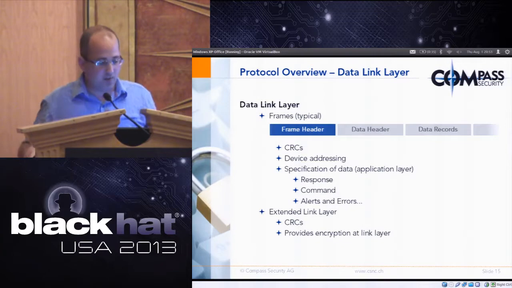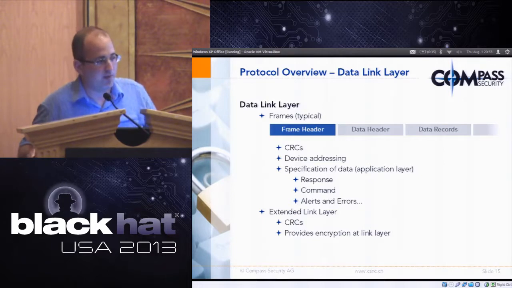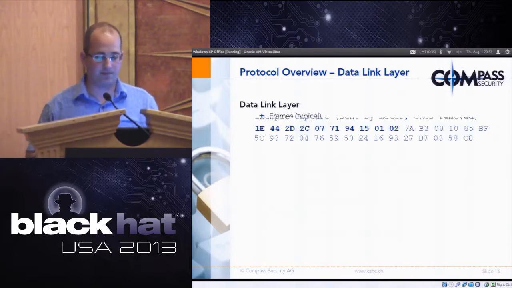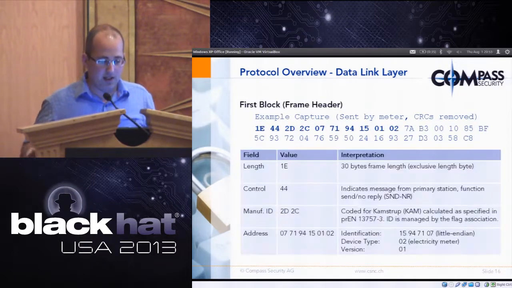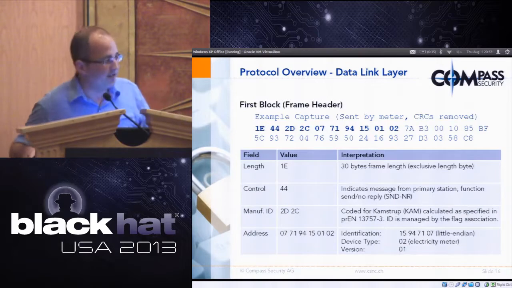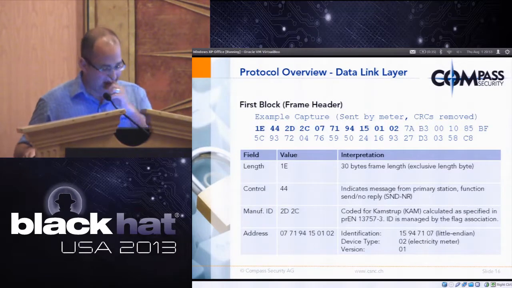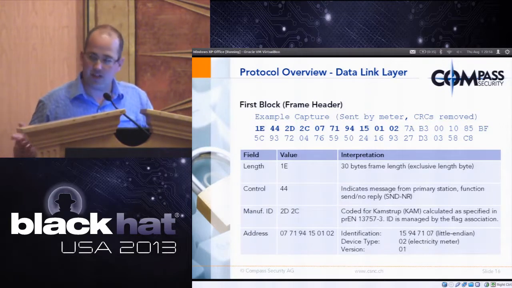And we do have a second part. So we have either those frames or we have that extended link layer, on which you could implement basically your custom protocol on top. And that link layer provides encryption. If we have a look at such a frame block, then you will see the first byte is basically defining the length. We have a control byte. It indicates, hey, this is just a message, fire and forget, so send, no response. It identifies the manufacturer, and it contains the device address.